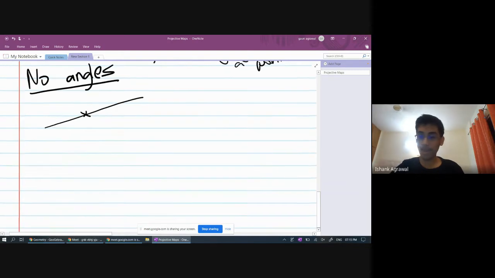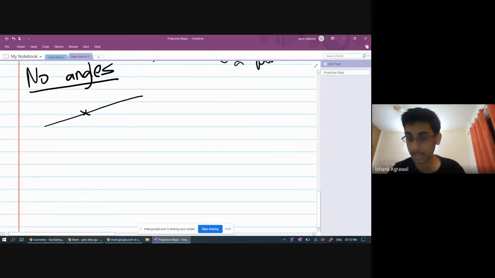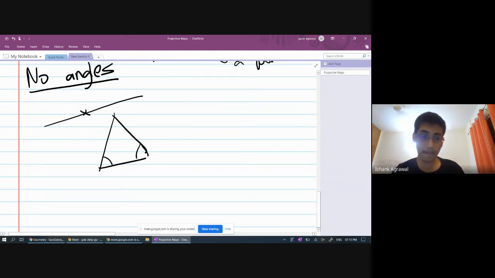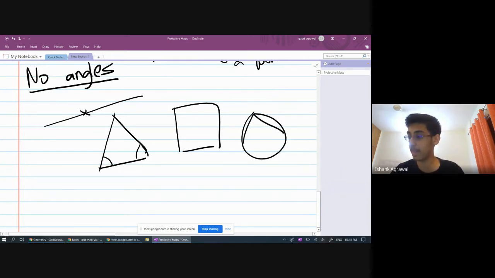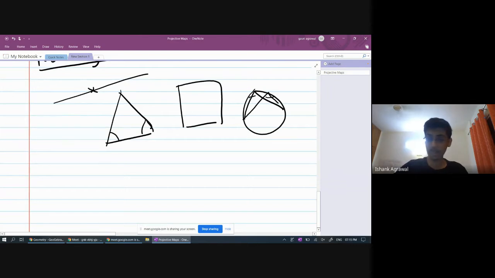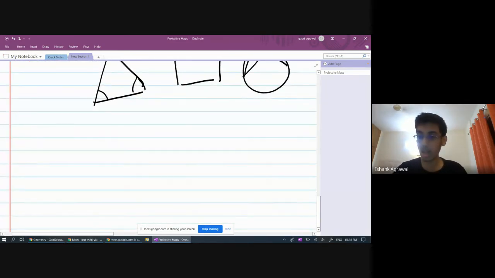By no angles, what that means is we're basically throwing out of the window isosceles triangles. An isosceles triangle does not exist in projective geometry. We're throwing out squares, all of that. We're throwing out circles as defined by that. There's no concept of a circle defined in this way. We will define a circle later. Any questions to here?